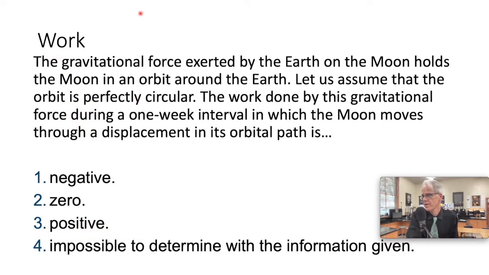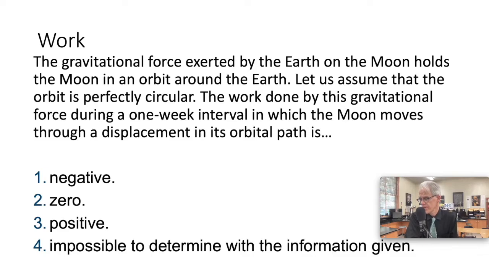Let's try a quick check on what we understand. Let's say the gravitational force exerted by the Earth on the moon holds the moon in an orbit around the Earth. Let us assume that the orbit is perfectly circular. The work done by this gravitational force during a 1-week interval in which the moon moves through a displacement in its orbital path, is it negative, 0, positive, or is it not possible to determine with this information given? Take a moment and think about this.